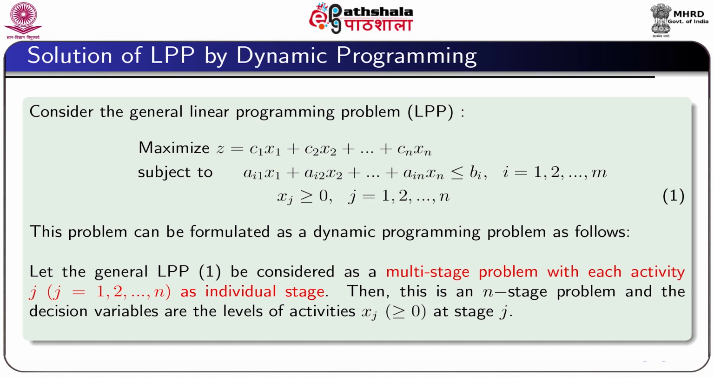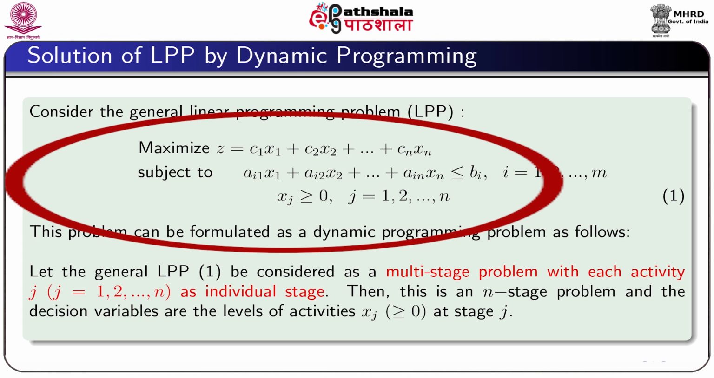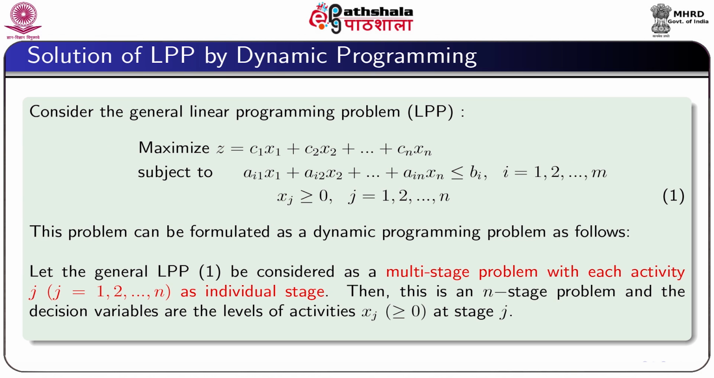Consider the general linear programming problem. Maximize z equal to c1 x1 plus c2 x2 plus ... plus cn xn, subject to ai1 x1 plus ai2 x2 plus ... plus ain xn less than or equal to bi, where i equal to 1 up to m, and xj greater than or equal to 0 for all j equal to 1 up to n. This problem can be formulated as a dynamic programming problem as follows.